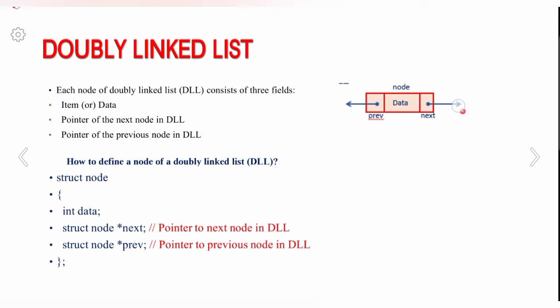So this is how the doubly linked list node will be. When you are defining the node of a doubly linked list, after creating the structure variable, the node will be created. Okay, so when you are using the malloc function, then certain space will be allocated for the node.